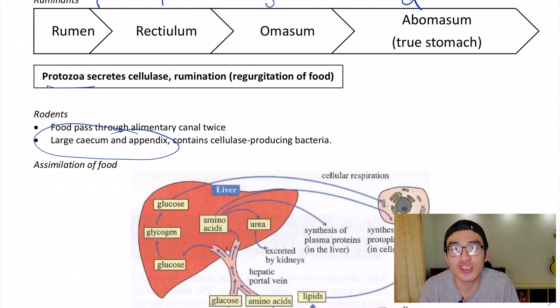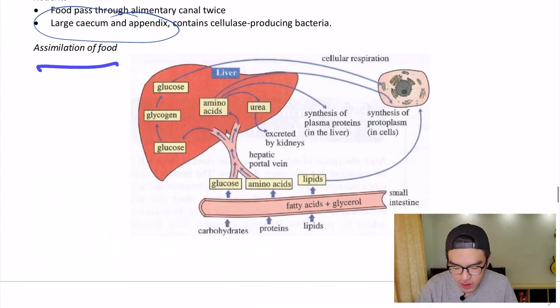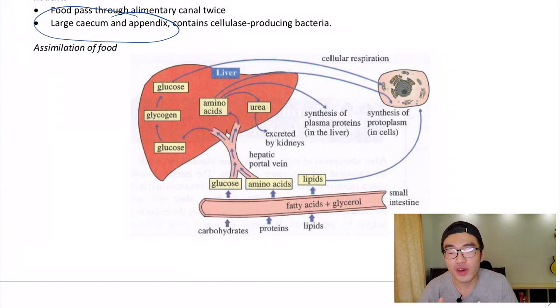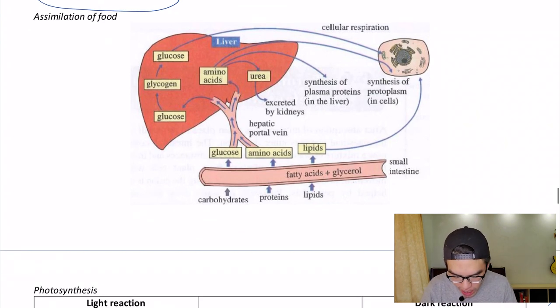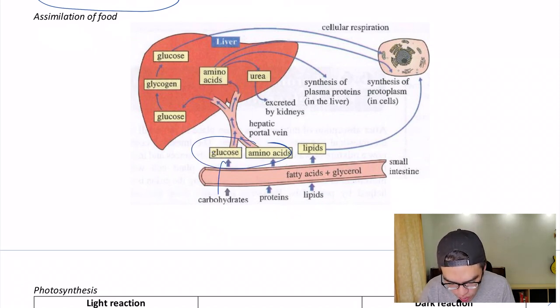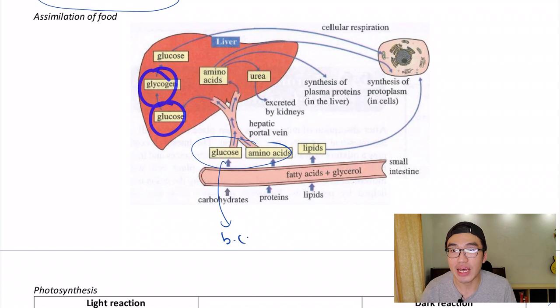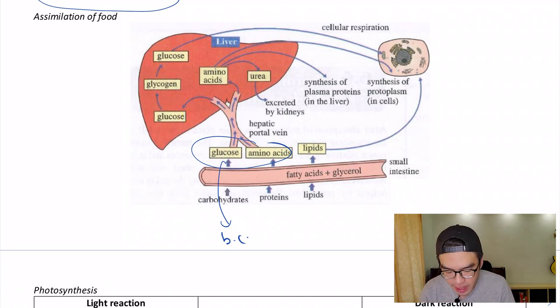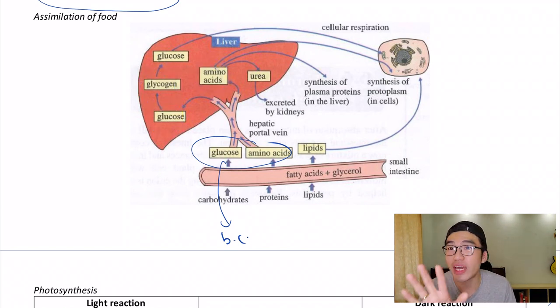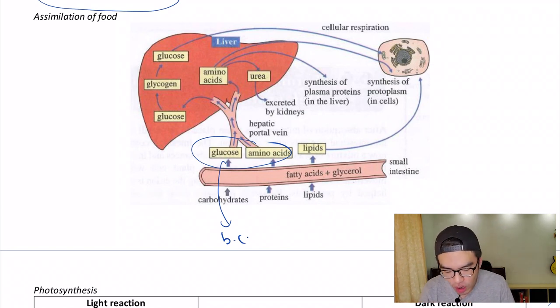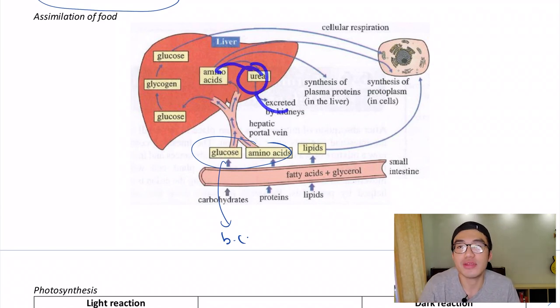We cannot digest vegetable fiber. Now, assimilation of food, that is the sorting of food when your small intestine absorbs it. When we absorb glucose and amino acid, remember these two, they will go into your blood capillary. I'm just going to write BC here. It will go into your hepatic portal vein and then into your liver. Liver is the filter here. Extra glucose will be converted into glycogen and stored in your liver. Amino acid, if there is too much, you cannot store it. It will be converted into urea, thrown to your kidney, and you will pee it out.